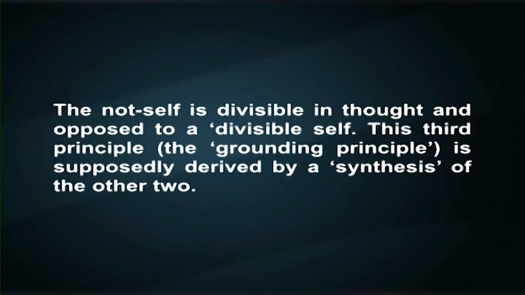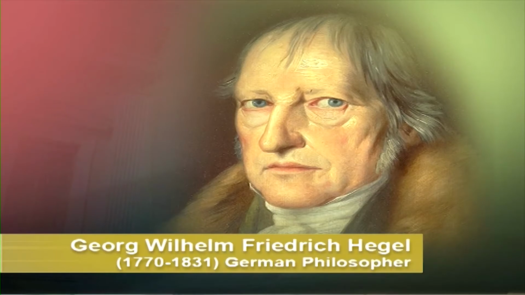This third principle, the grounding principle, is supposedly derived by a synthesis of the other two. It is the ground of transcendental philosophy, which explores the division of the self by concepts, whereby the world is constituted as an object of knowledge. Coming back to Hegel, what are these dialectical transformations referred to, and what is the structure of reason's dialectic?